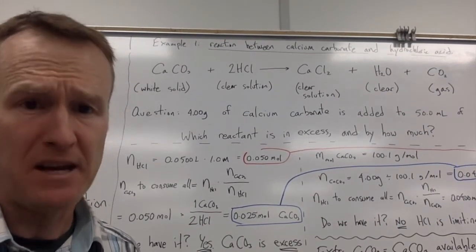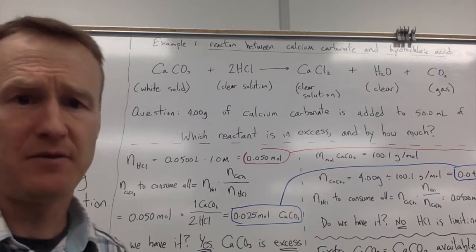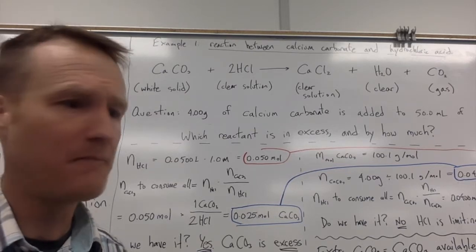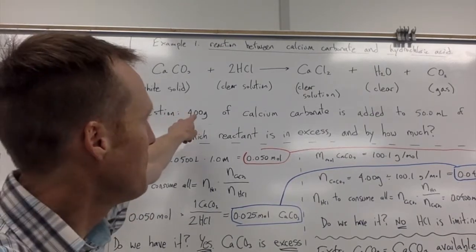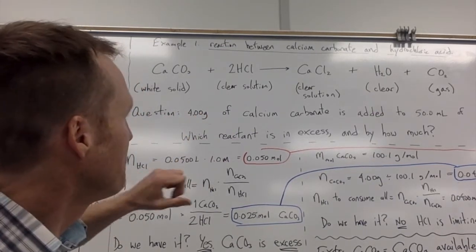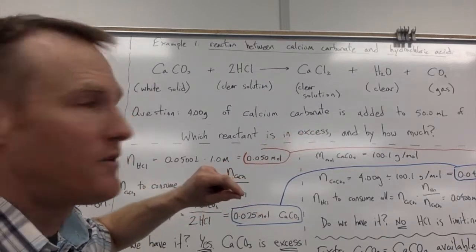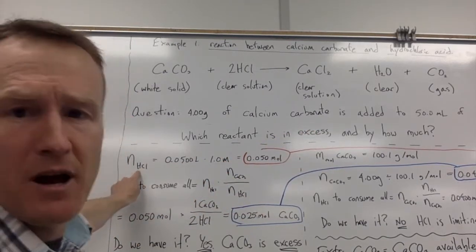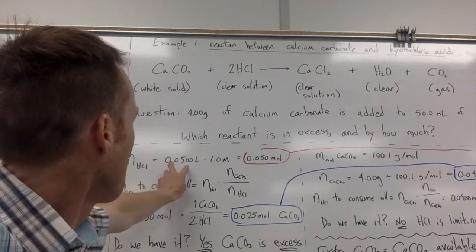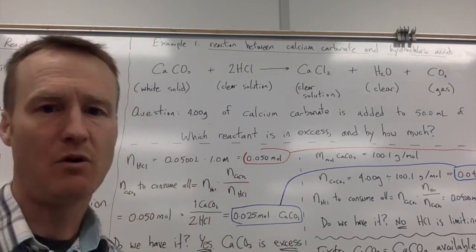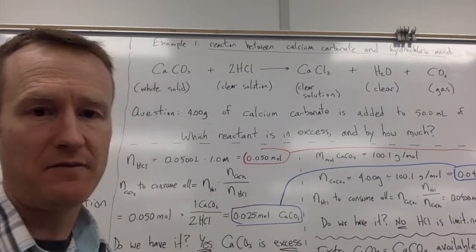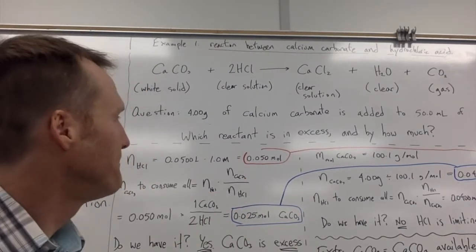When you are looking at problems involving excess reactants, you start, like you always start with stoichiometry problems, by calculating chemical amounts given the information that you're provided with. Here's the information we're provided with in this case. We have 4 grams of calcium carbonate, 50 milliliters of 1 molar HCl. The number of moles of HCl will equal the 0.05 liters times 1 molar, which is 0.050 moles of HCl.